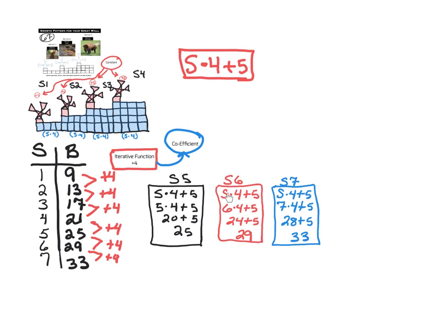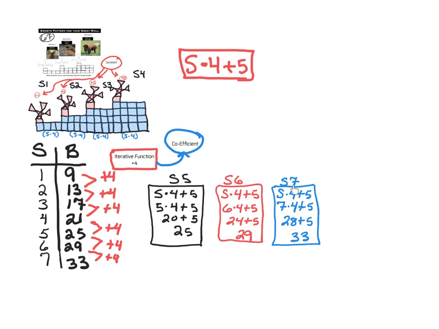Next, I did the formula, S times 4 plus 5, and this is for section 6, so I plugged in 6 here, 6 times 4 plus 5. 6 times 4 is 24. Plus 5 gives me 29. And as you see, that agrees with section number 6 on my t-chart. Perfect. I love it.